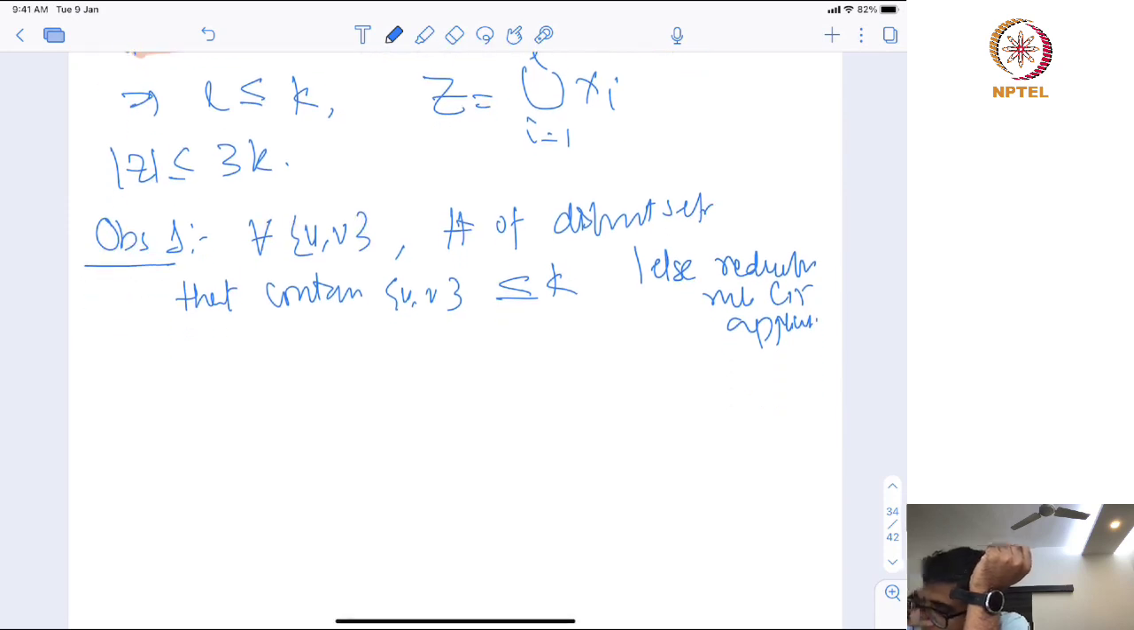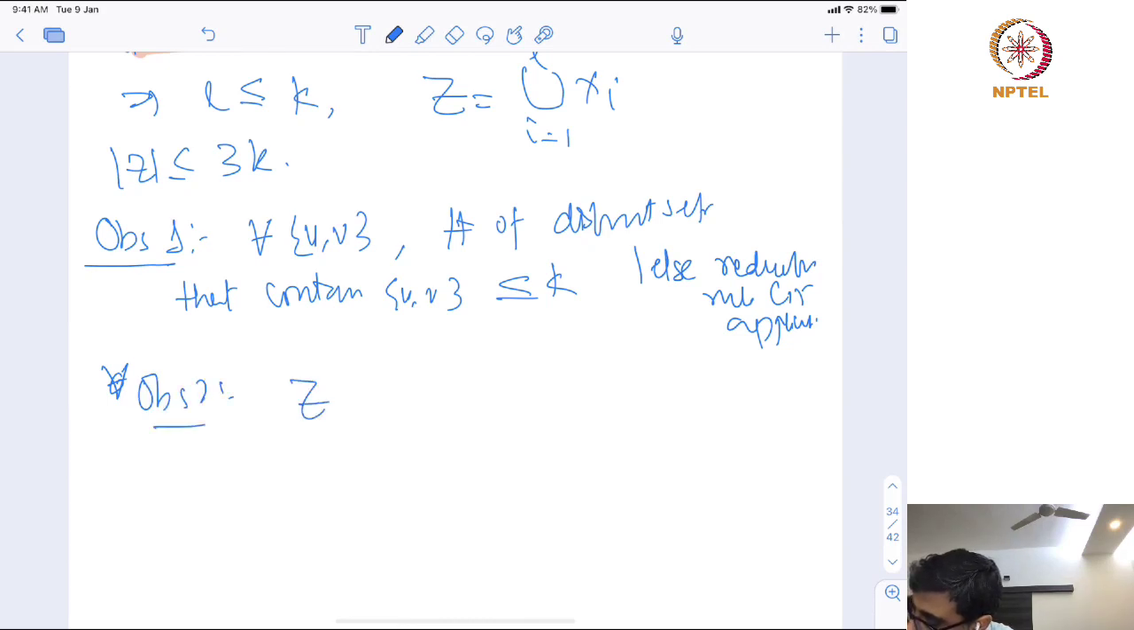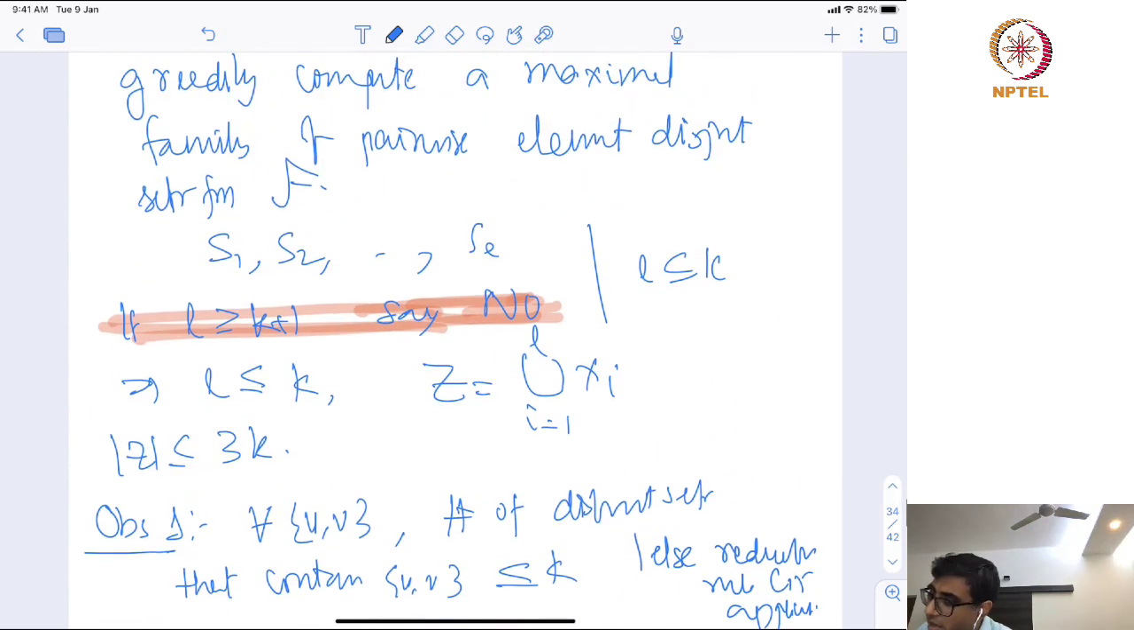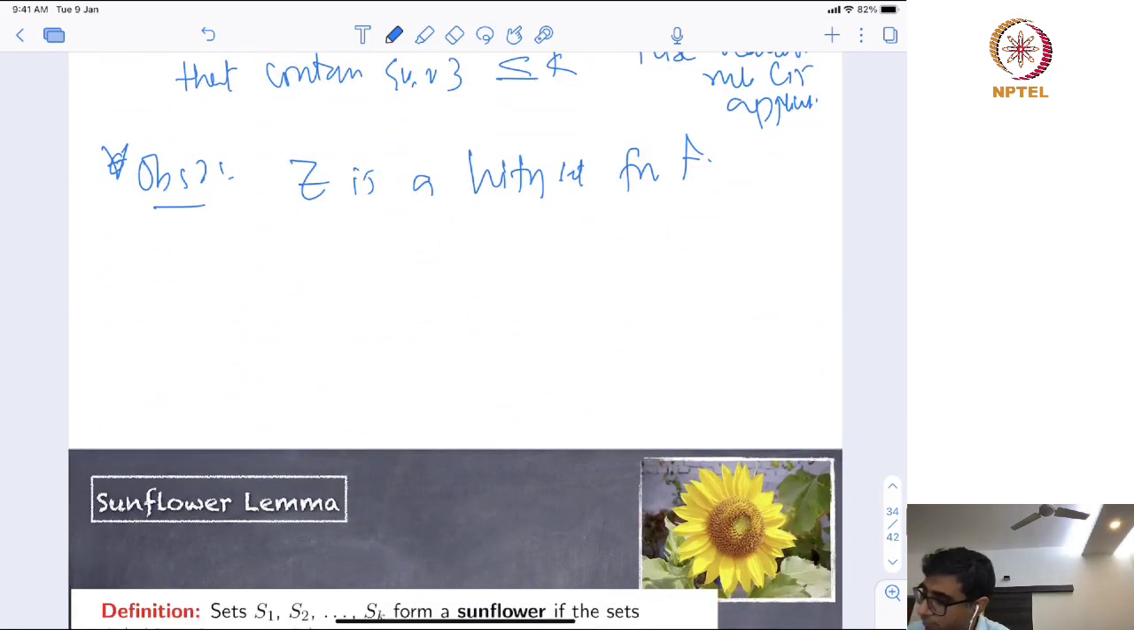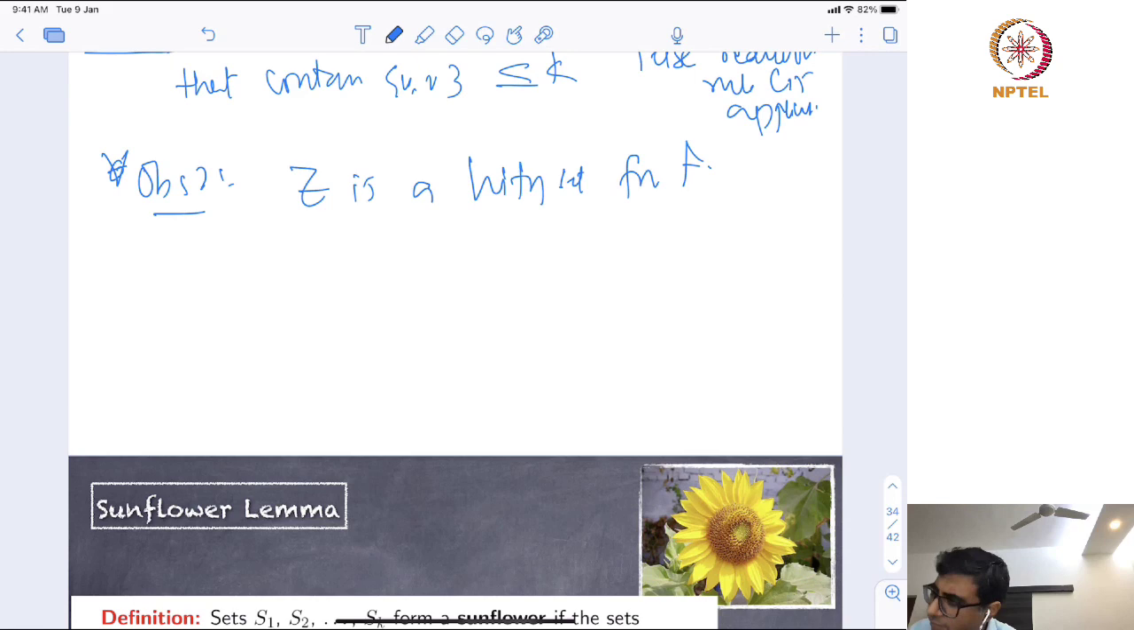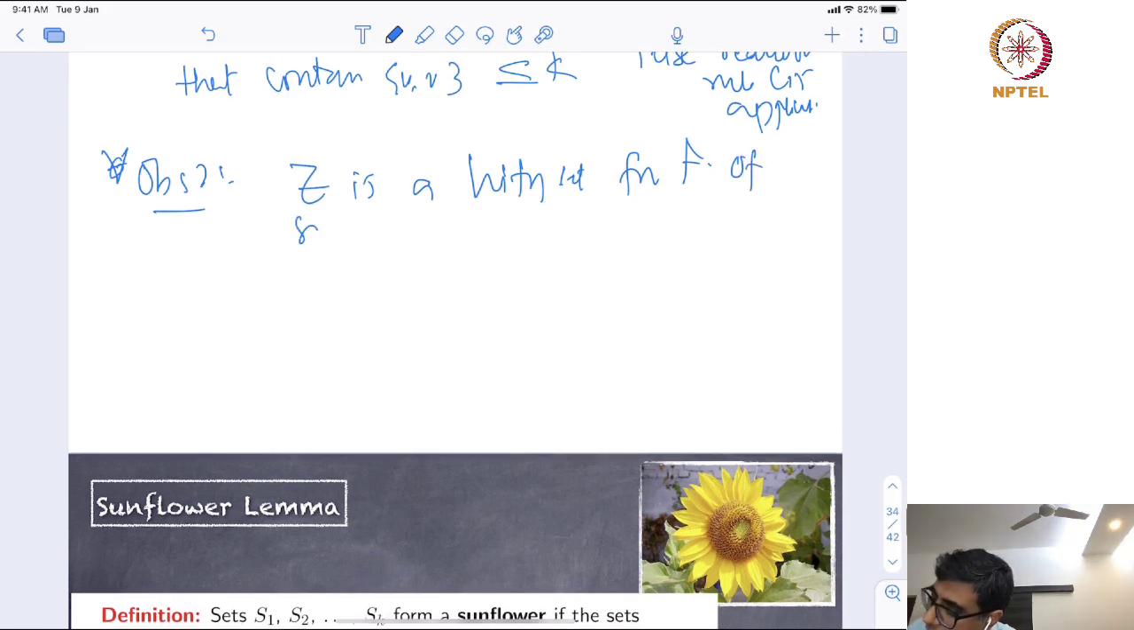What is observation 2? Z is a hitting set for F. Why? Because it is a maximal collection of disjoint sets from F. So, if you cannot add any more sets, why? Because the set intersects one of the previously selected sets. So Z is a hitting set of F of size at most 3k.